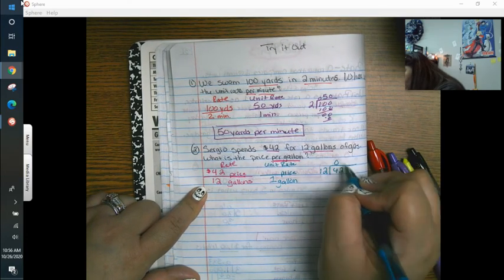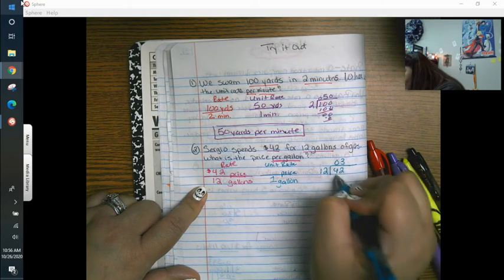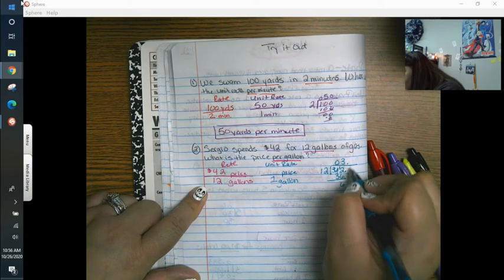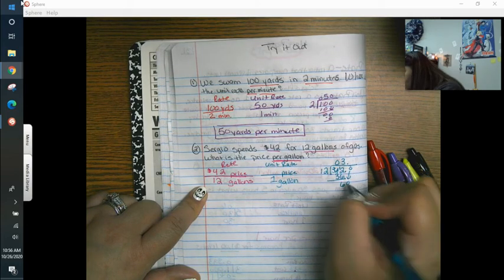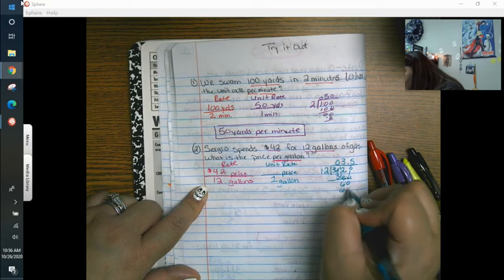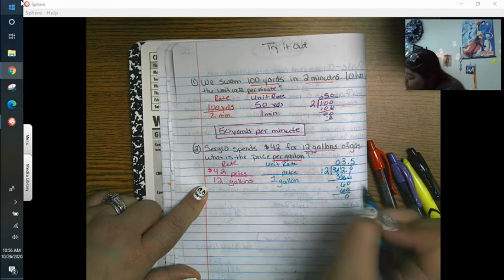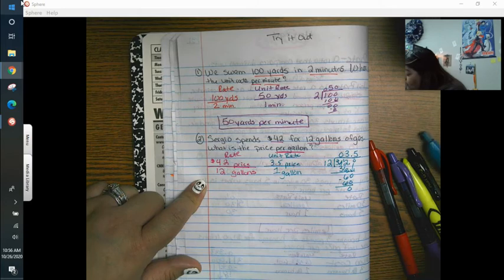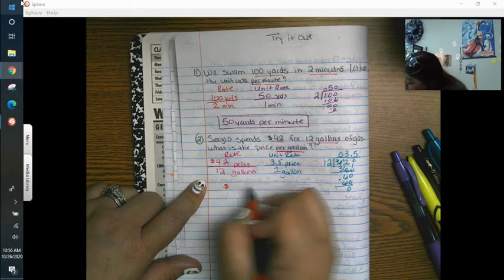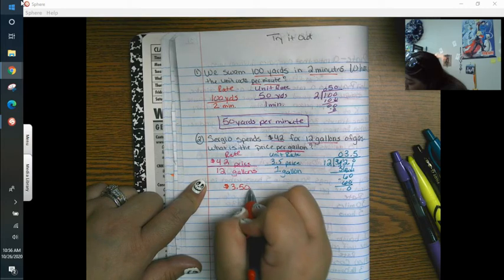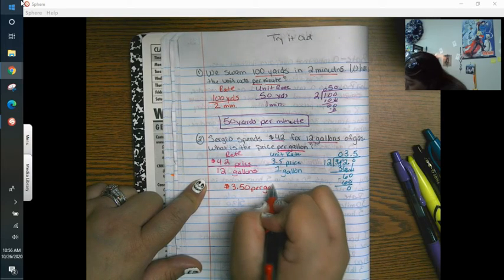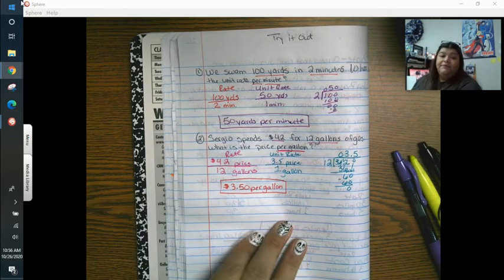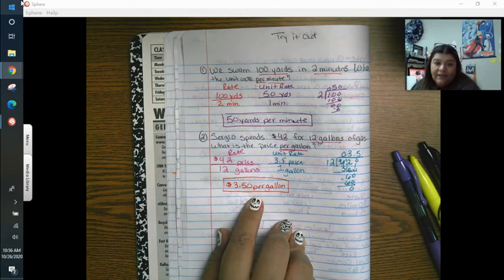Let's see, I go 0, 1, 2, 3. That's 36. Add a decimal, add a 0. 12 goes into 60 5 times. Yay, no remainder. So 3.5. Your final answer, because it is money, is going to be that he spent $3.50 per gallon. $3.50 per gallon. Okay? So hopefully you got those right. If not, come to the Google Meets.